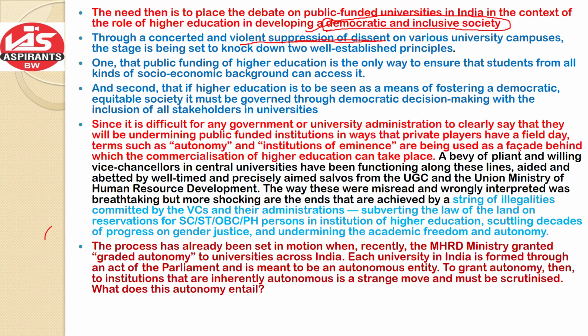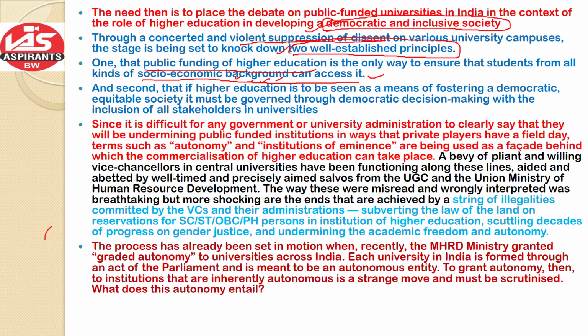Any voices of dissent have been violently suppressed, and therefore now the stage is set to knock down two well established principles. So what are these two principles? First of all, that public funding of higher education is the only way to ensure that students from all kinds of socioeconomic background can access it. That means if the government is funding higher education, that is the only way that all kinds of people, SCs, STs, OBCs, tribals, can come and get access to this.